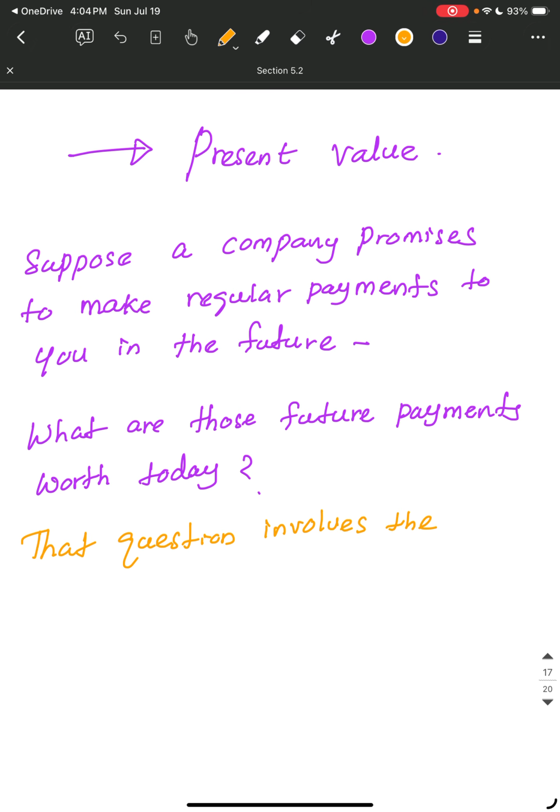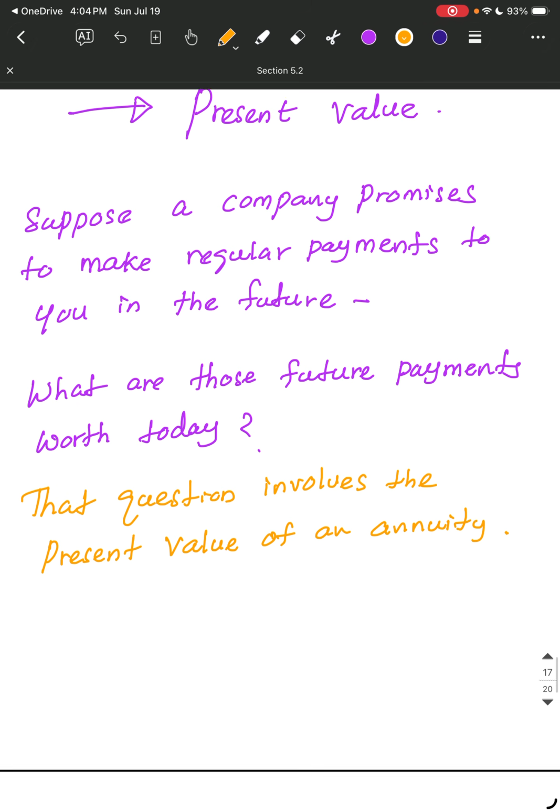Okay, then let's see the definition. The present value of an ordinary annuity is the value today of a sequence of future payments.